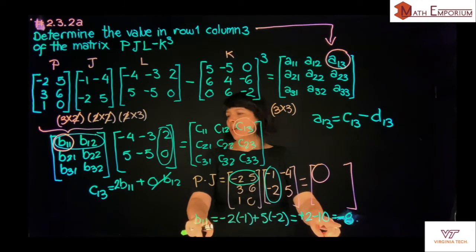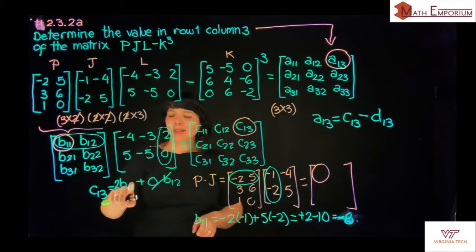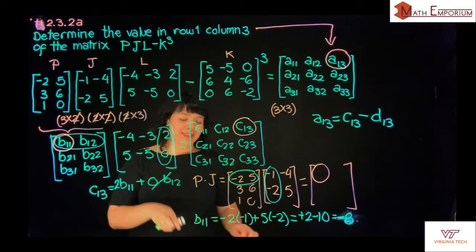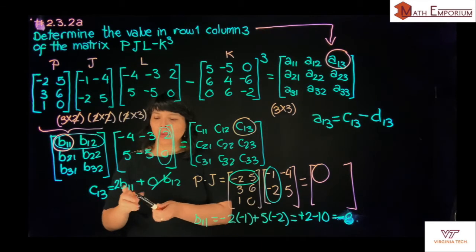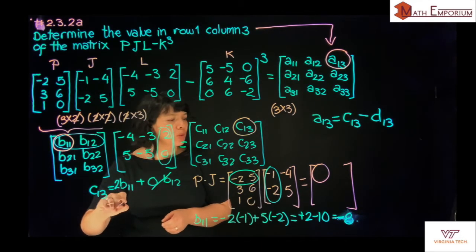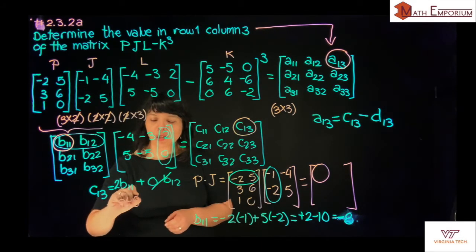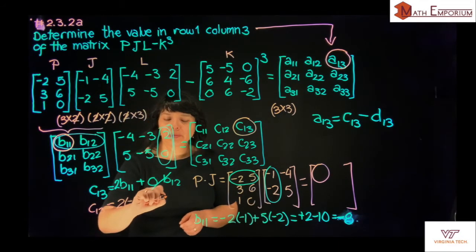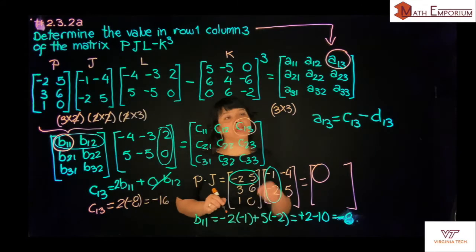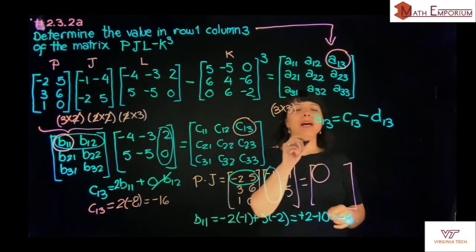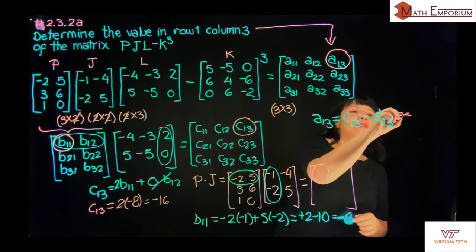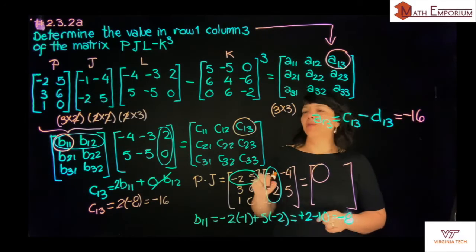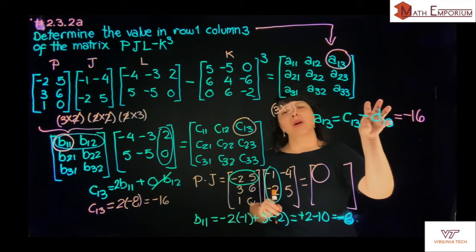So I have B11, and now that I have B11, I can compute C13. So what I have is that C13 becomes 2 times negative 8, so I have negative 16. So far, what I have is that A13 equals negative 16.